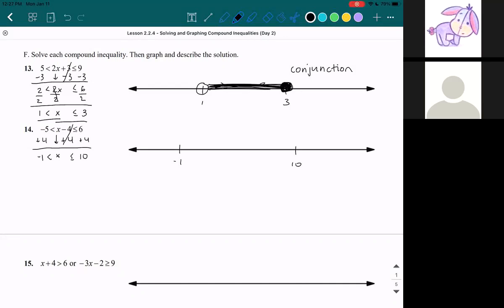Let's see. Is this going to be a conjunction as well? Let's take a look. We have negative 1 is less than x, so I'm going to put an empty circle at negative 1 because there's no equal to line. If negative 1 is less than x, that means x is greater than negative 1, so we shade to the right. Over here, x is less than or equal to 10. I'm going to put a filled in circle at the 10 because there's an equal to line. If there's an equal to line, I will put a filled in circle. It says x is less than or equal to, so I'm going to shade to the left. And as you can see, it looks like we need to be shading in everything in between.